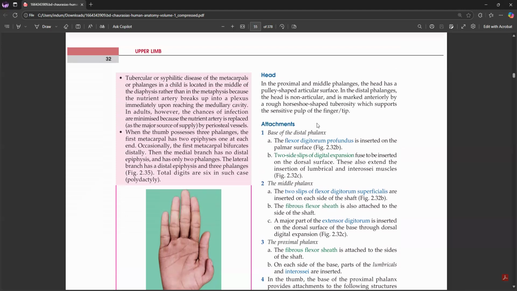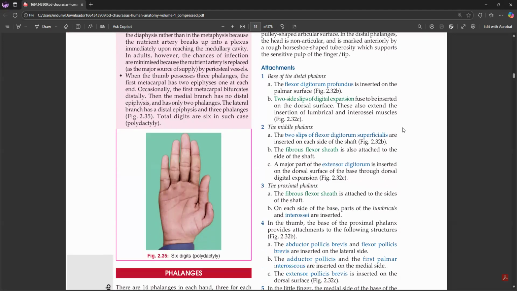Head. In the proximal and middle phalanges, the head has a pulley-shaped articular surface. In the distal phalanges, the head is non-articular and is marked anteriorly by a rough horseshoe-shaped tuberosity which supports the sensitive pulp of the finger or tip. Attachments. Number 1. Base of the distal phalanx.